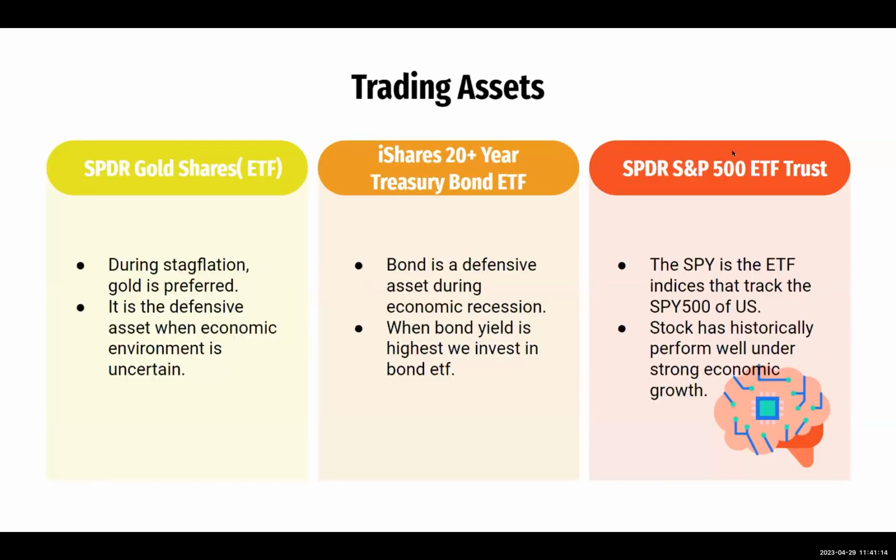So these are the trading assets we use for this strategy. We have the S&P 500 ETF, because stocks have historically performed well under strong economic growth. And we use the gold share and also bond as defensive assets. During stagflation, because the economic environment is uncertain, we use gold as a defense. And if the bond yield is high, we will use bond as a defensive asset during an economic downturn.